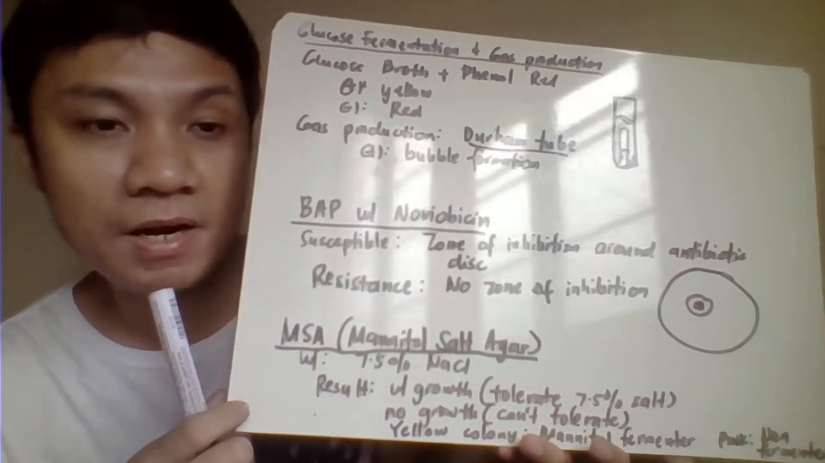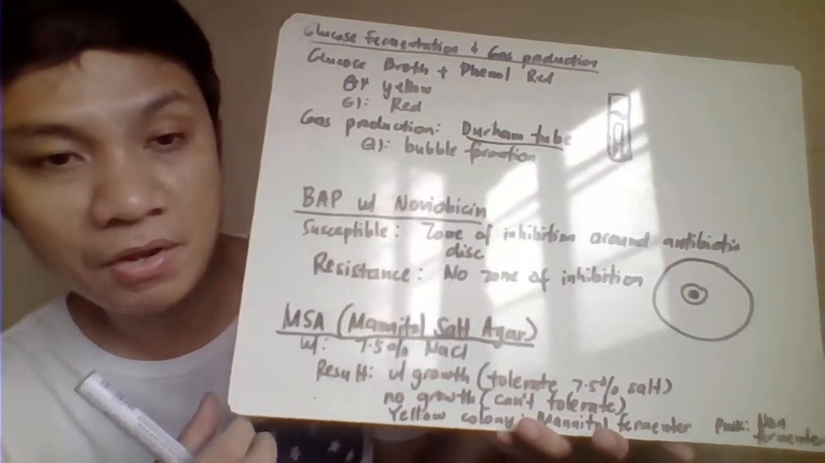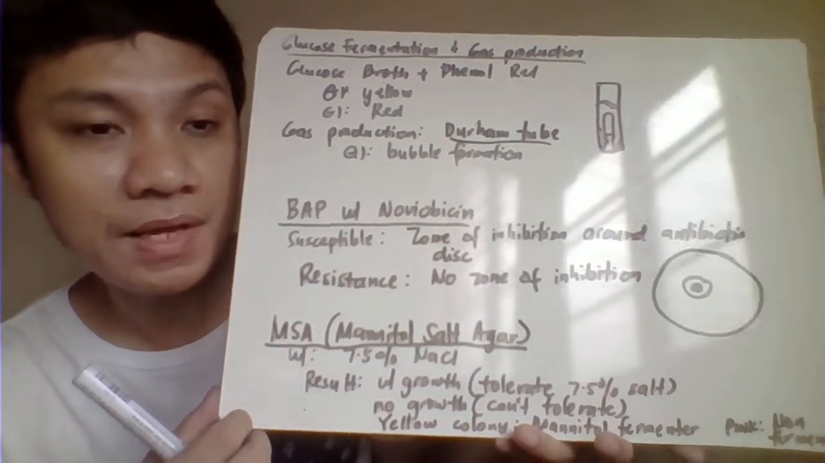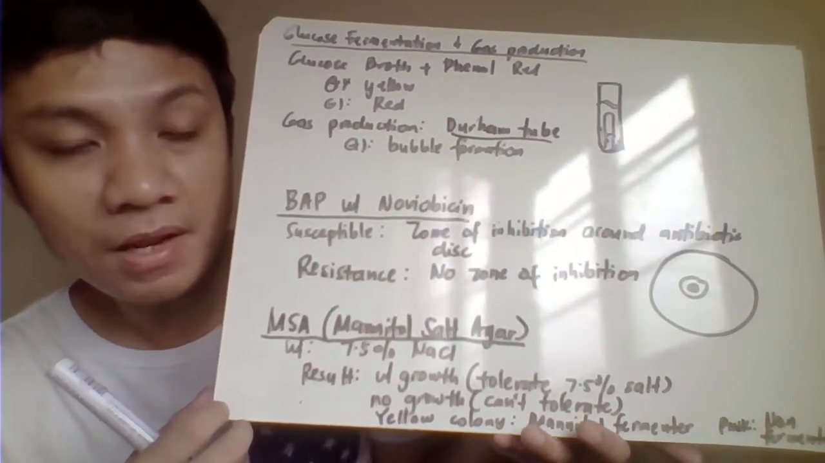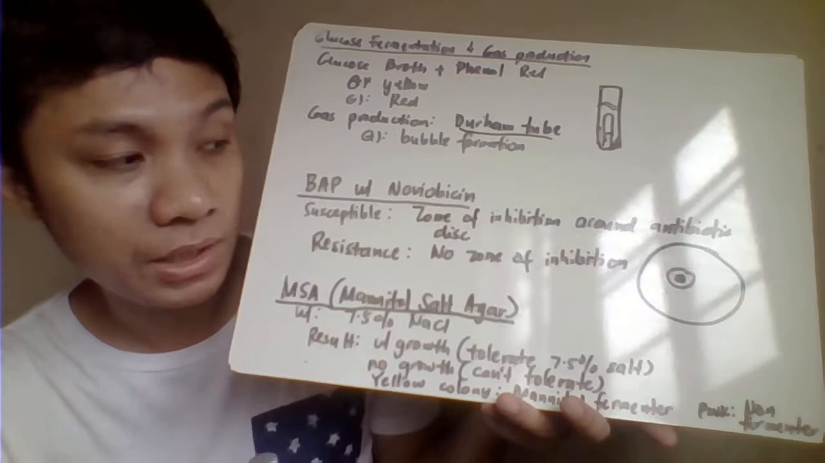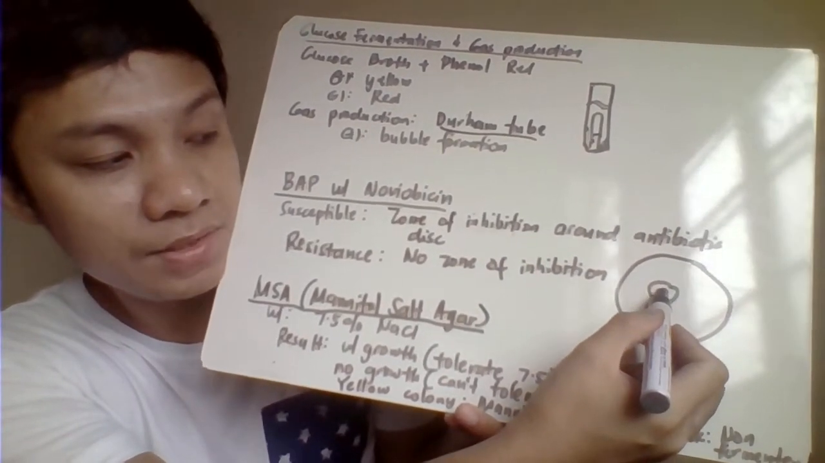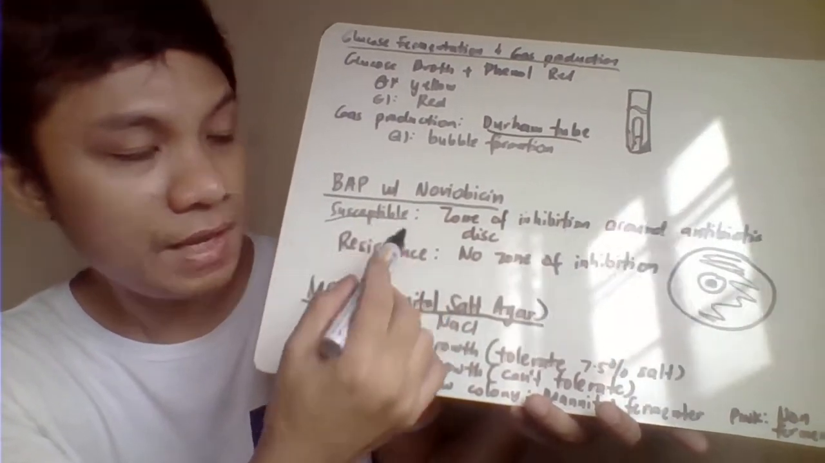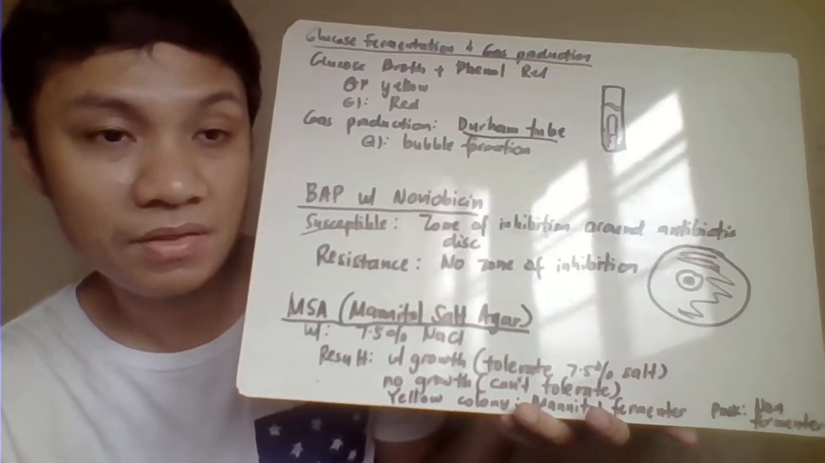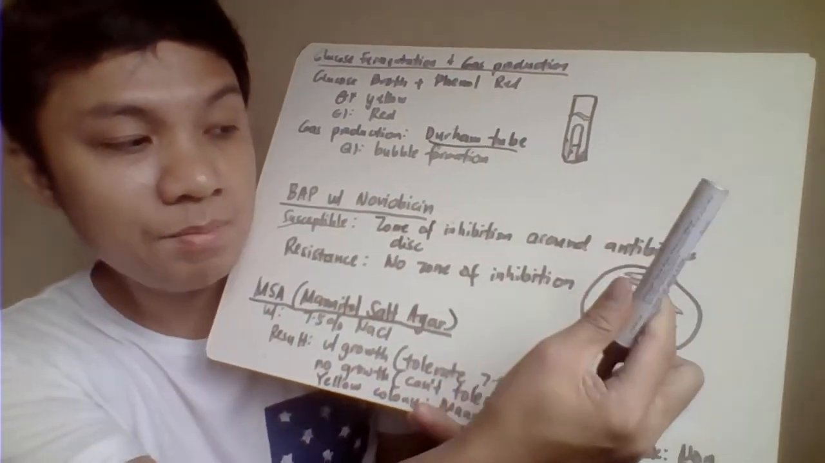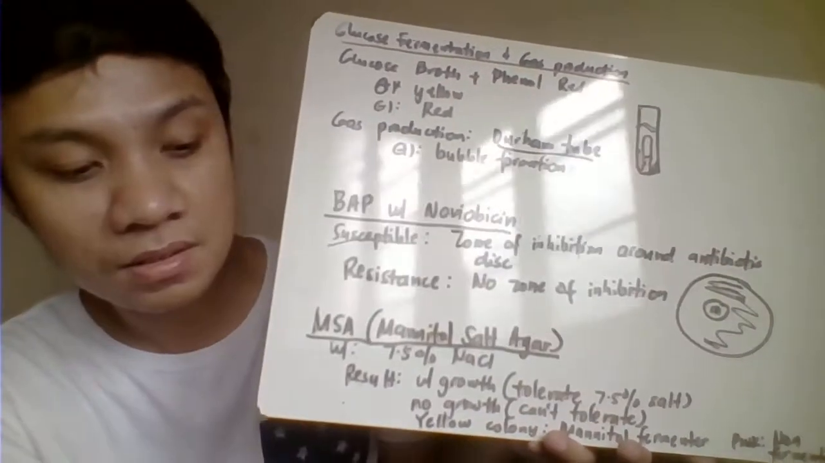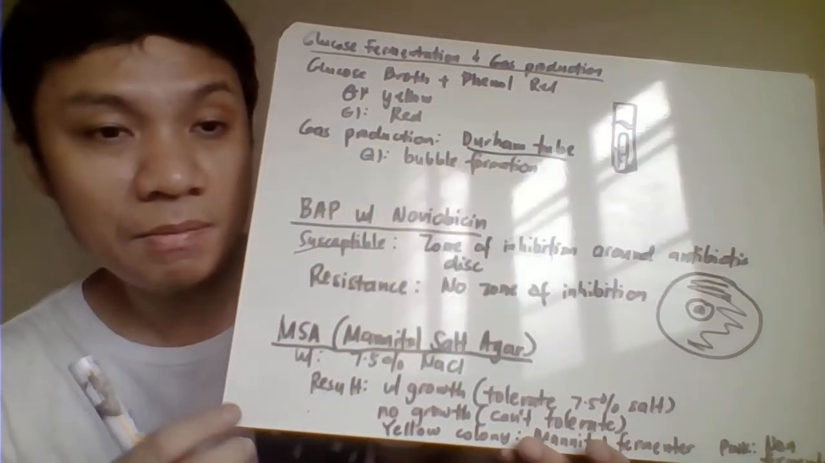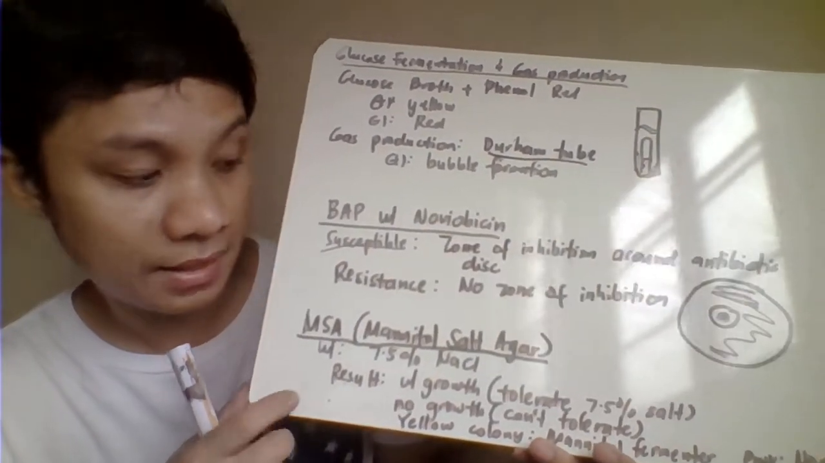And then we have here your blood agar plate with the novobiocin. Novobiocin is an antibiotic. So this will help you identify if your bacteria is resistant or susceptible to novobiocin. That could be identified here by the zone of inhibition around your antibiotic disc. So if this one is your novobiocin, try to stick here with the bacteria. Okay, so susceptible here is characterized by the presence of the zone of inhibition. So pag may space surrounding your antibiotic disc, so that's your susceptible. Pag wala siyang zone of inhibition around your antibiotic disc, meaning to say your bacteria is resistant.